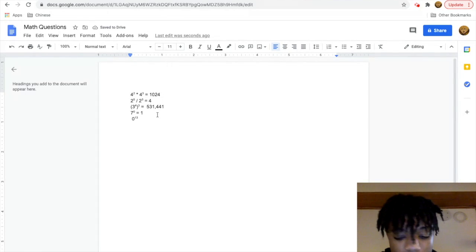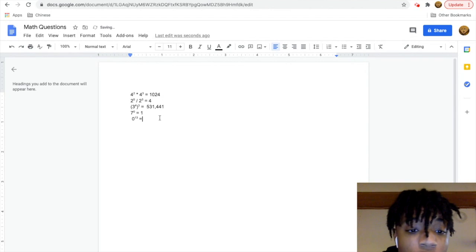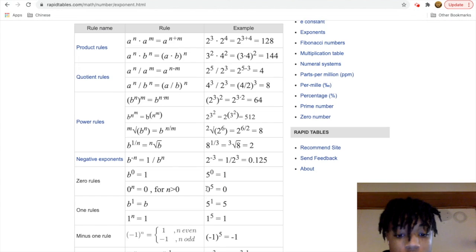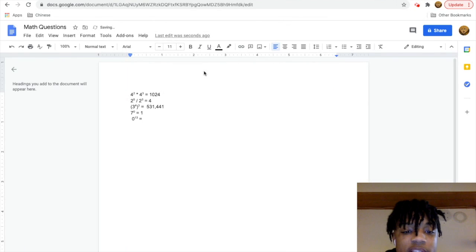Now, we have 0 to the power of 13. 0 to the power of a number is going to end up being 0 every single time. I already explained. It's super easy, super simple. 0 to the power of anything. It can be 0 to the power of 1 million. But guess what? The number will always come out to be 0.